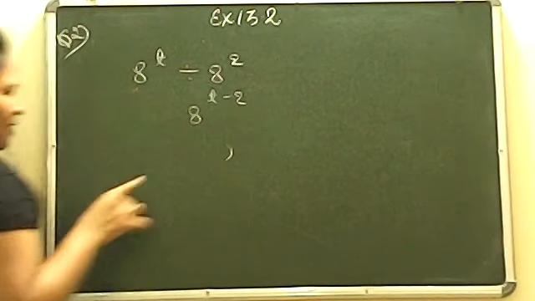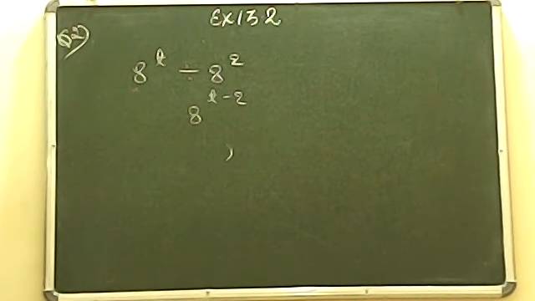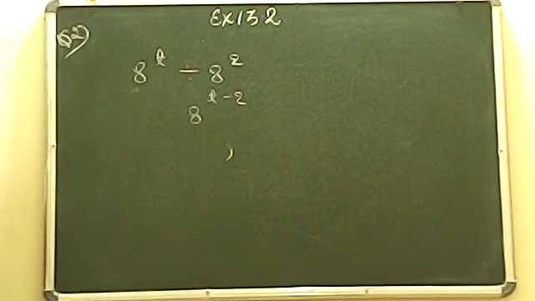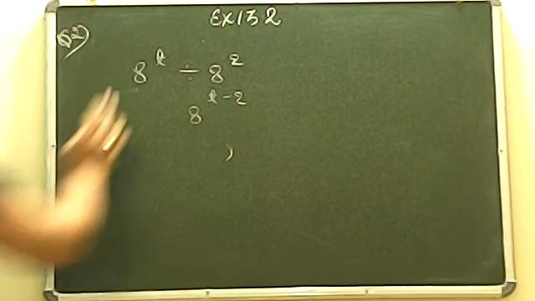Okay, this is the right answer. That if you are talking about division, it means that is why it is t minus 2. If it would have plus, then t plus 2. Now students, we are moving to question number 2.